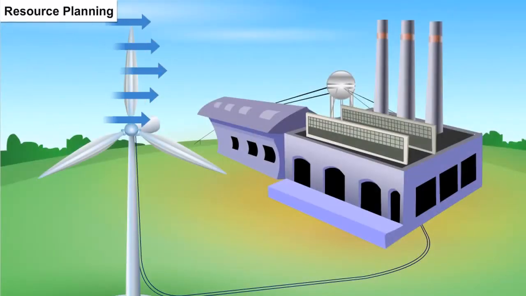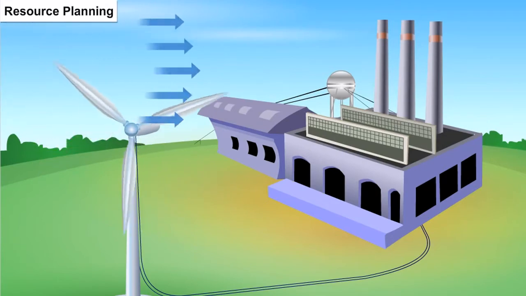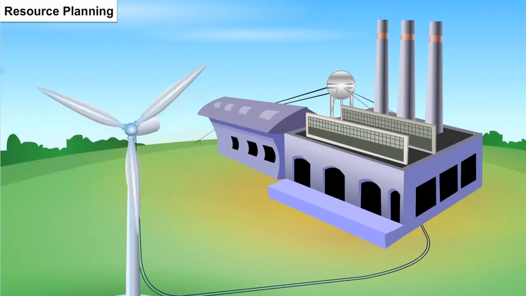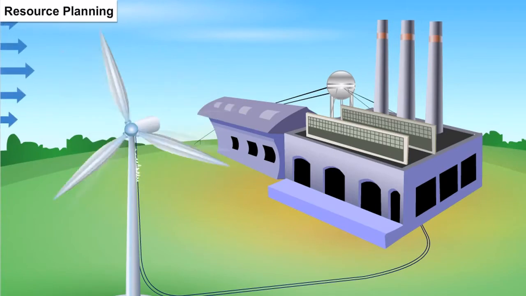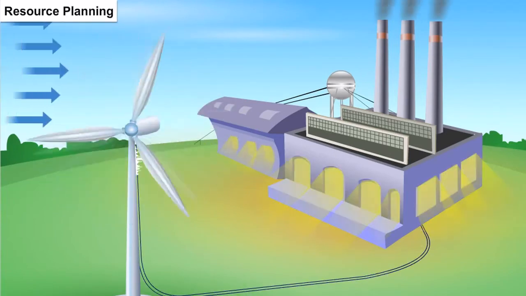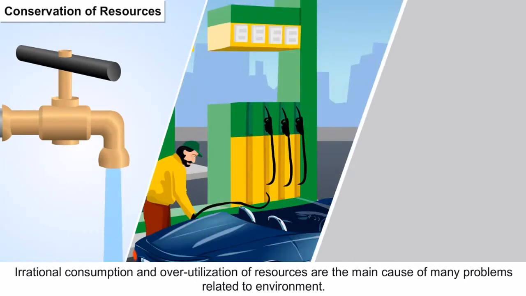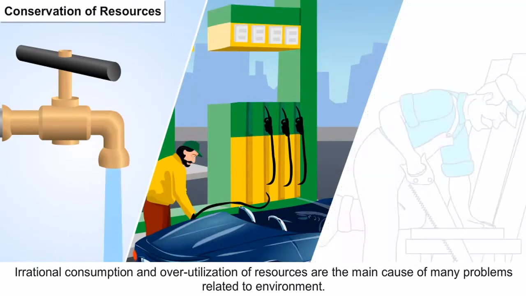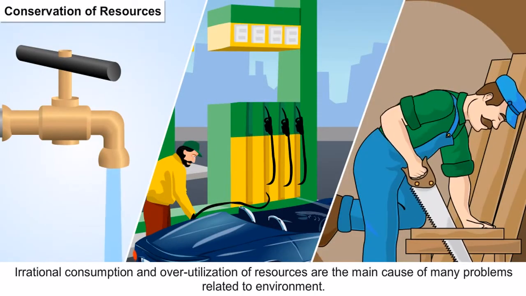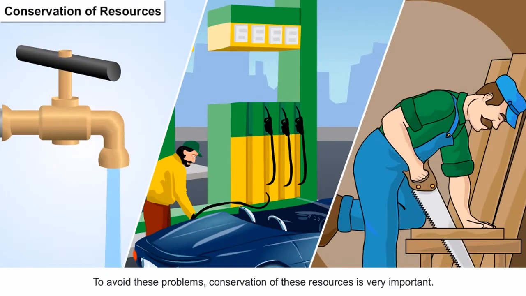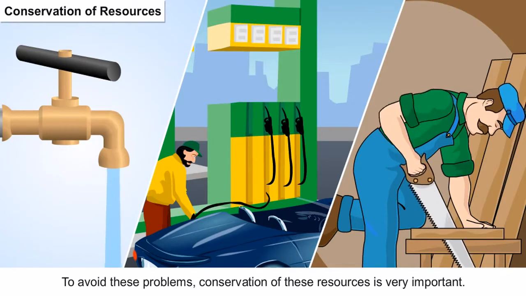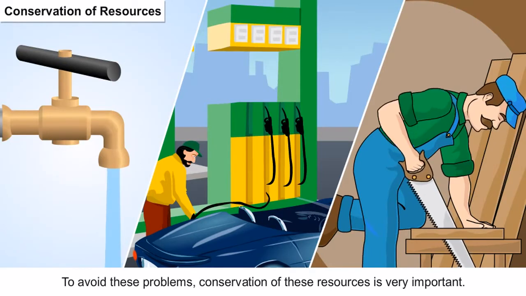The areas which have high value of economic importance of resources show more attention than the areas which have a lack of these resources. Conservation of resources. Irrational consumption and overutilization of resources are the main cause of many problems related to environment. To avoid these problems, conservation of these resources is very important.